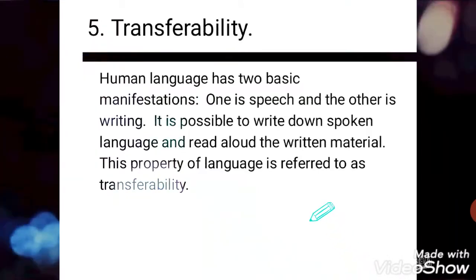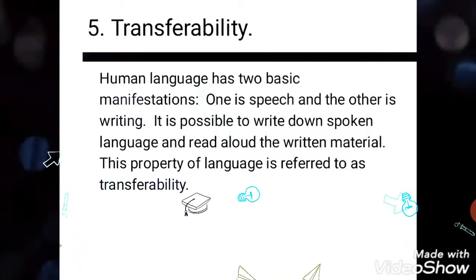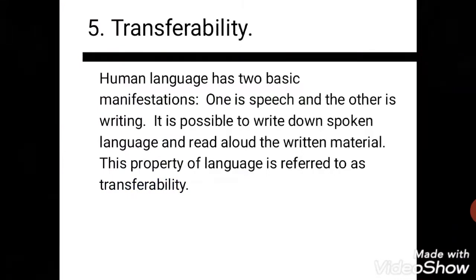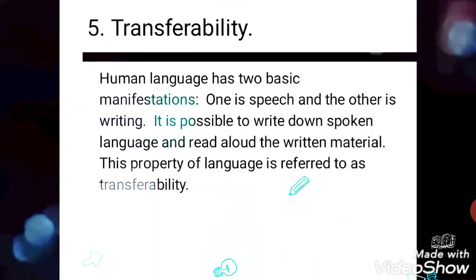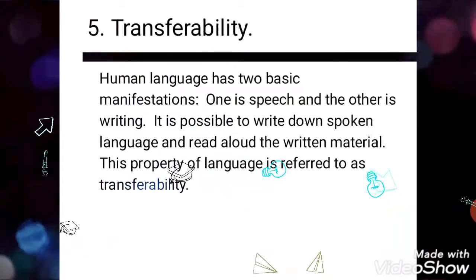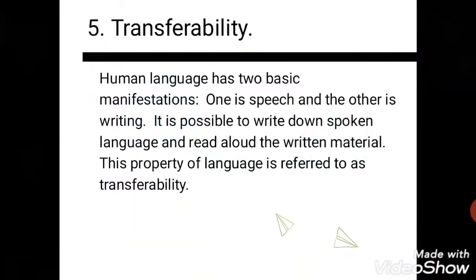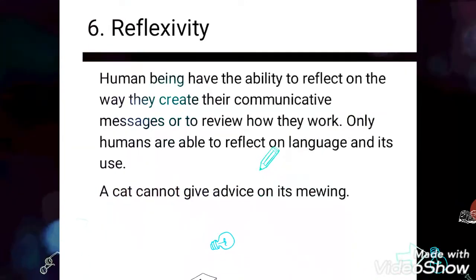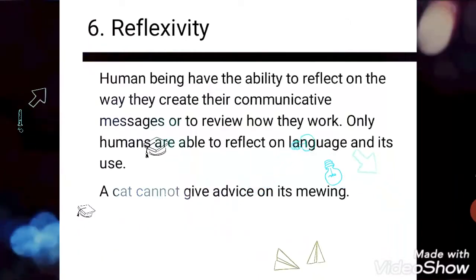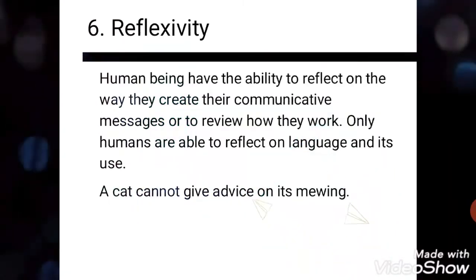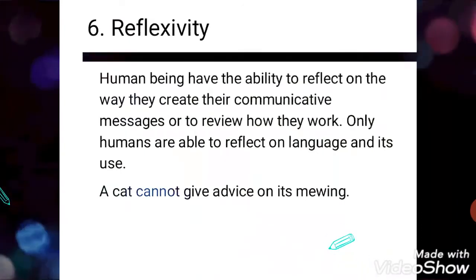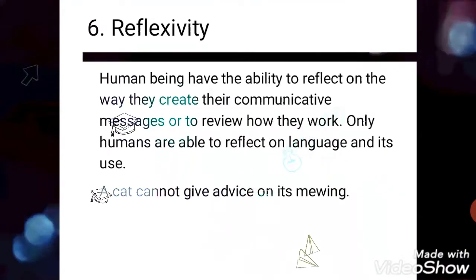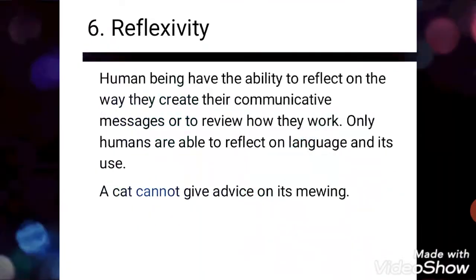These differences between human language and animal language are primarily due to the fact that the human brain has an innate capacity for learning language creatively. Next feature, reflexivity. Human beings have the ability to reflect on the way they create their communicative message or to review how they work. Only humans are able to reflect on language and its use.